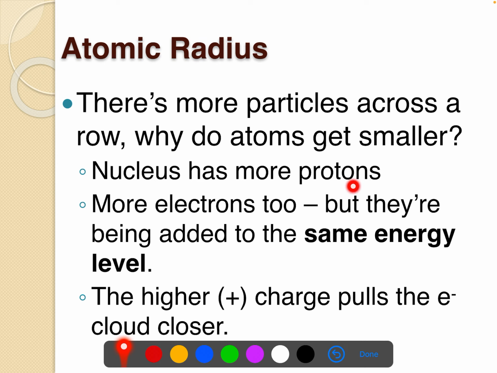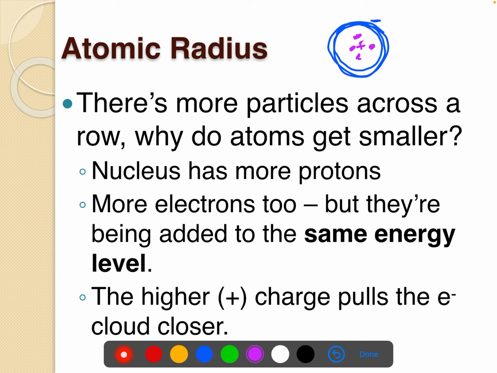Well, the nucleus has more protons. It actually has more electrons too, but they're being added to the same energy level. And we just got done talking about electrons and how they exist in clouds. So that cloud actually gets pulled in tighter. If you have 4 protons, and then you have your cloud of electrons around those 4 protons, these protons are, of course, positive, and the cloud is negative.